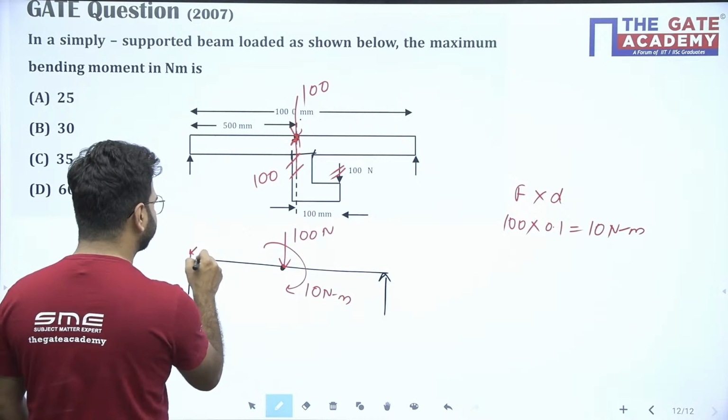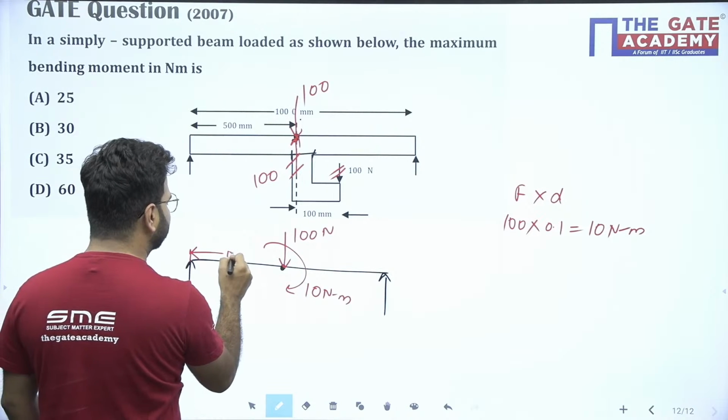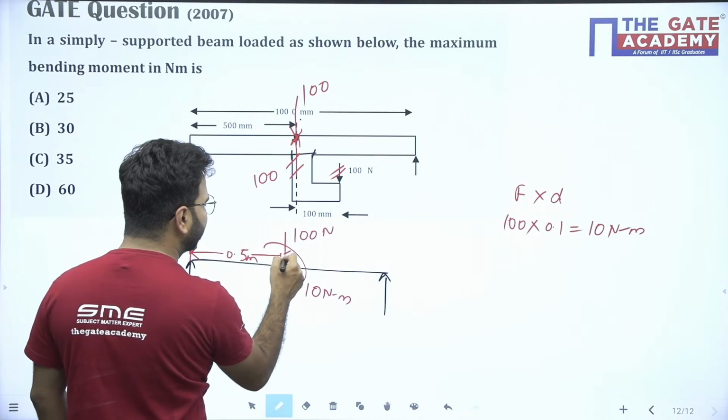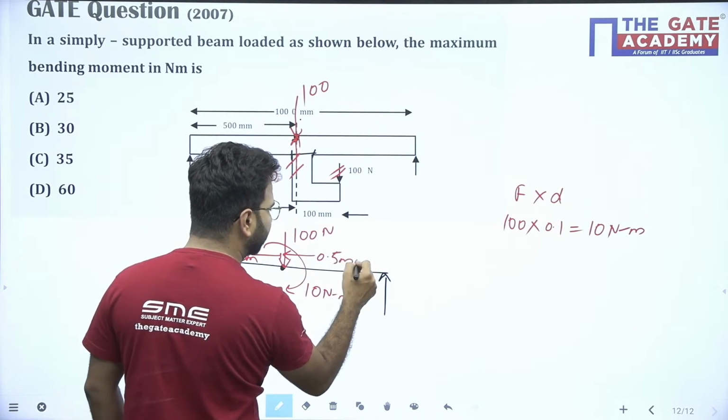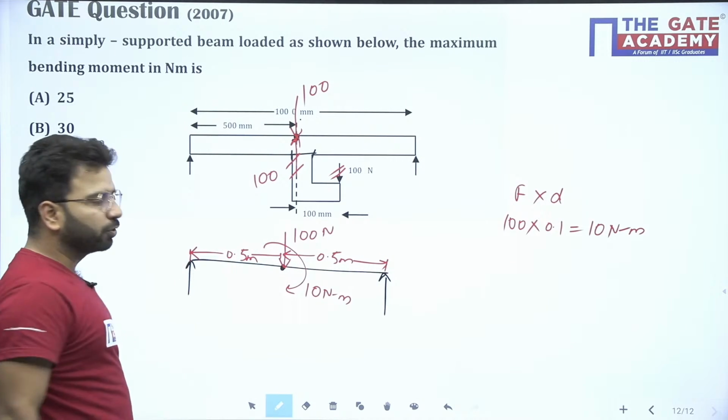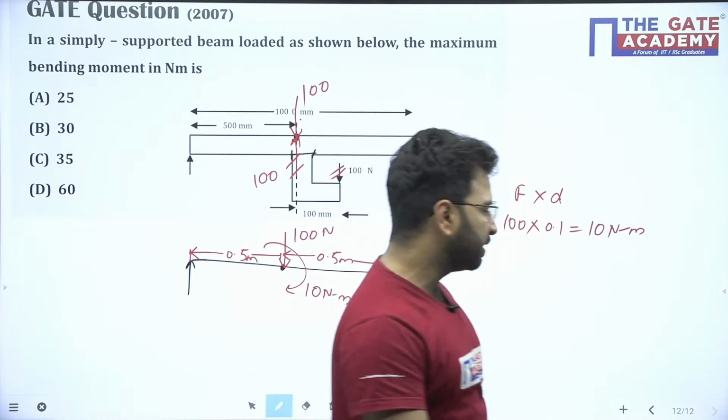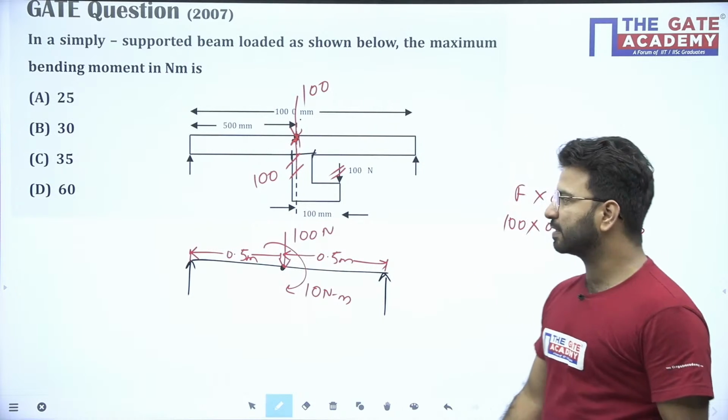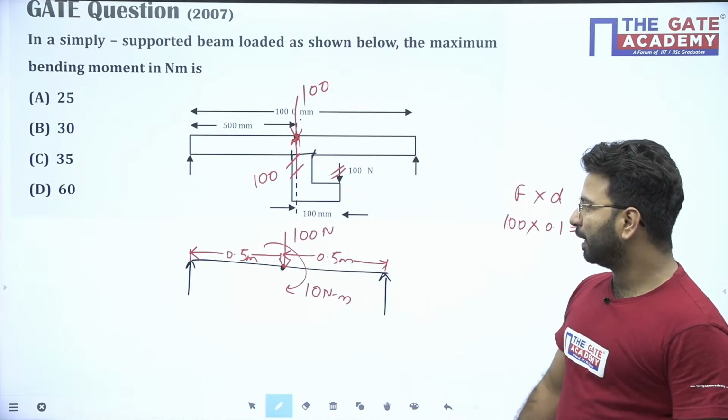This length is 500 mm, so I am saying it's 0.5 meter. And here I am also saying this is 0.5 meter. Okay. So this is the question. The question is asking you to find the maximum bending moment. All of you tell the answer first. I just simplified the problem like that.